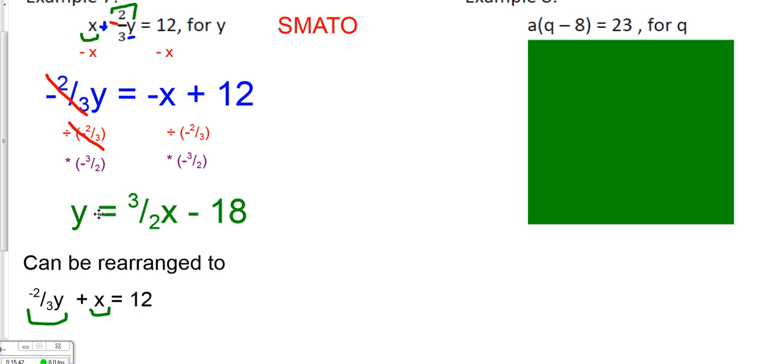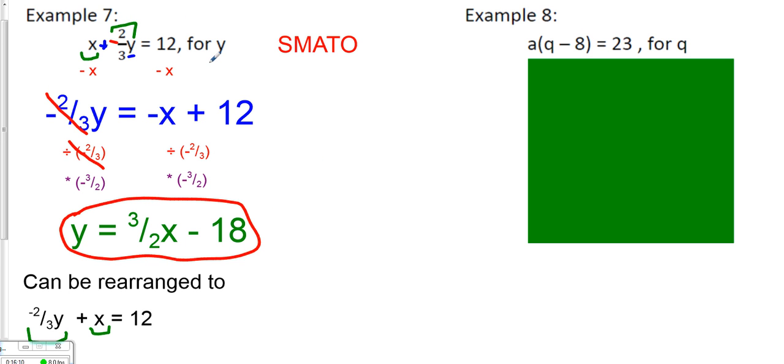So now we would say y equals positive 3/2 x, because negative and negative cancel out. So 3/2 x, this positive or plus becomes a minus because we're multiplying by a negative. 12 times 3/2 becomes 18. So y equals 3/2 x minus 18. The big concept here is to always think, whatever variable you're trying to get alone, think about what's happening to that variable and work backwards.